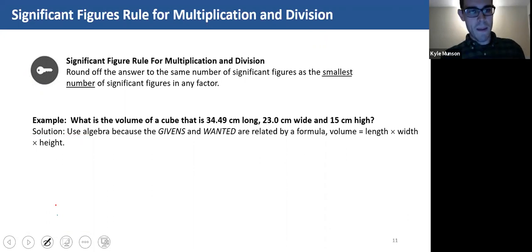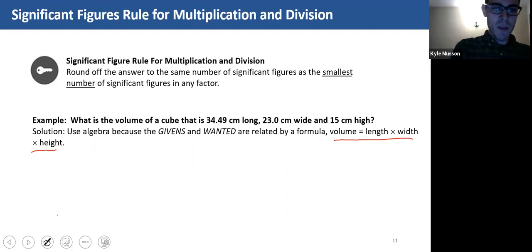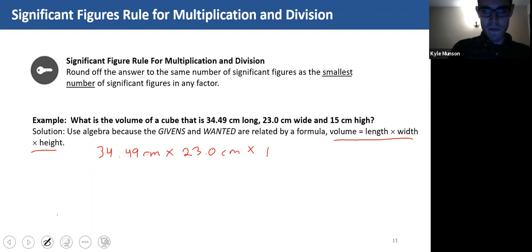So what do I mean by that? Well, let's just do an example and I think it'll become clear. What is the volume of a cube that is 34.49 centimeters long, 23 centimeters wide, and 15 centimeters high? Okay, so we're going to use this equation, volume equals length times width times height, to do this. So it's going to be 34.49 centimeters times 23.0 centimeters times 15 centimeters, okay?